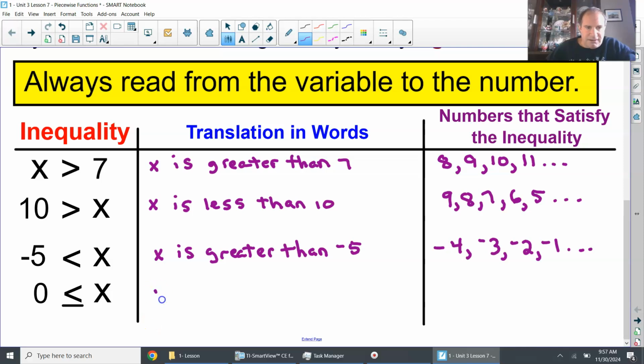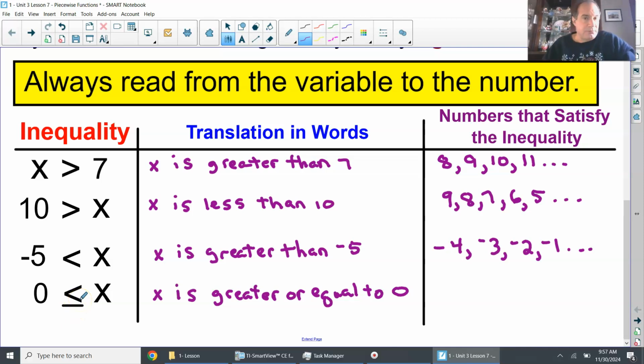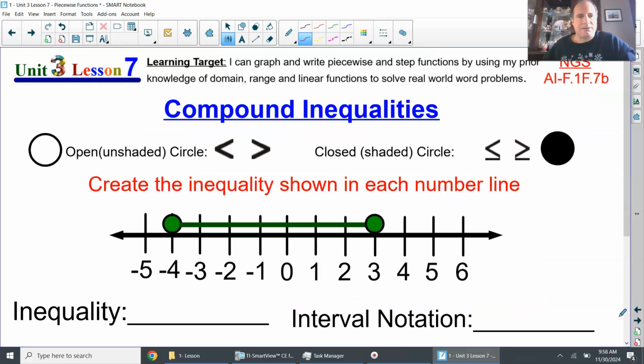So this one right here is the one I was looking at. X is greater than or equal to 0. The or equal to is that line. It's basically half of an equal sign. So it's greater than or equal to 0. And the numbers that satisfy that inequality include 0 because that's the equal to part, then 1, 2, 3. All numbers that are greater than or equal to 0. And then we're going to put that dot, dot, dot. And that's basically the review.